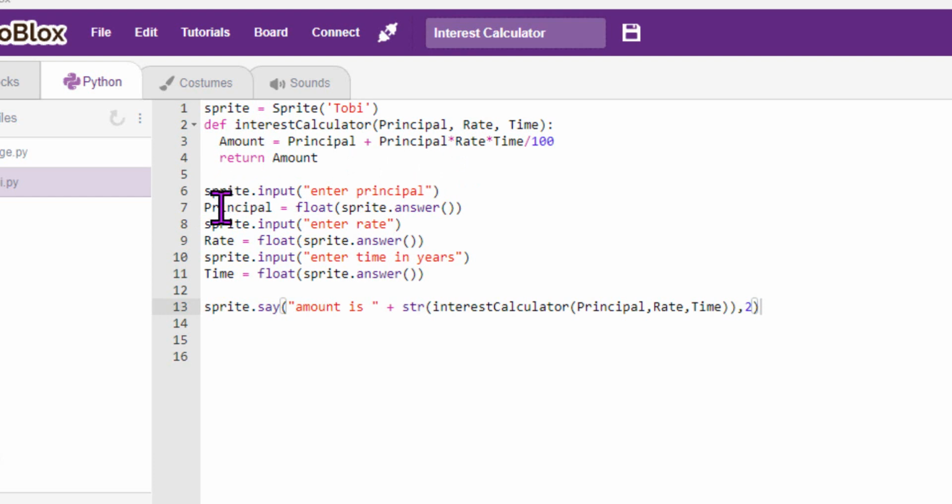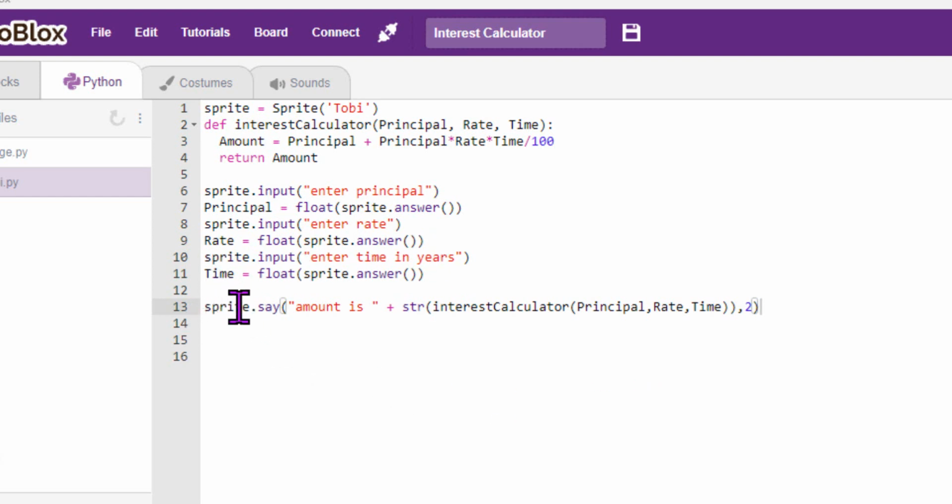In order to get these values to pass into my function, I have Toby use the sprite.input function, and I'm going to enter principal. To populate principal, I'm going to have him enter rate in order to populate rate, and I'm going to have him enter time in years to populate time.